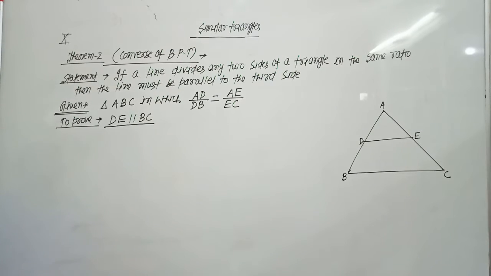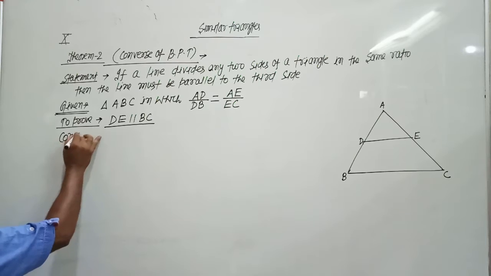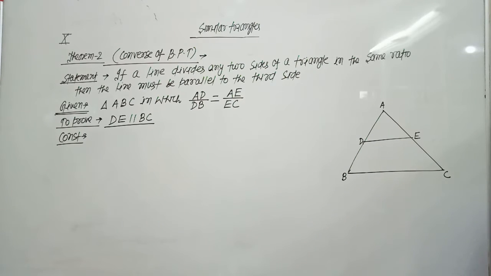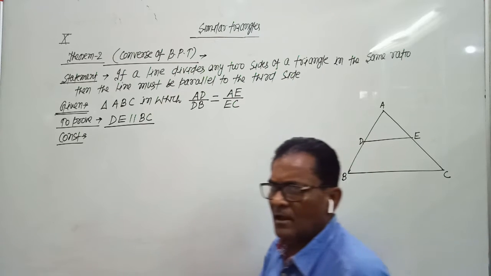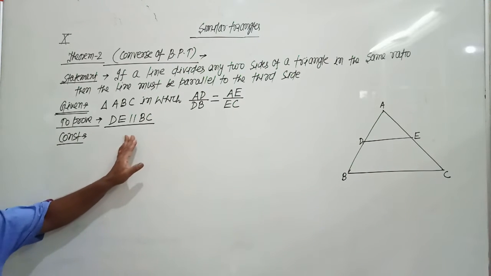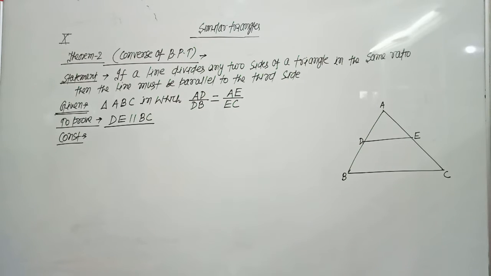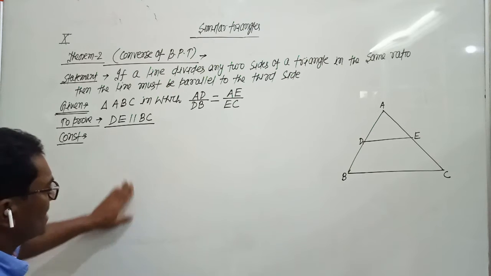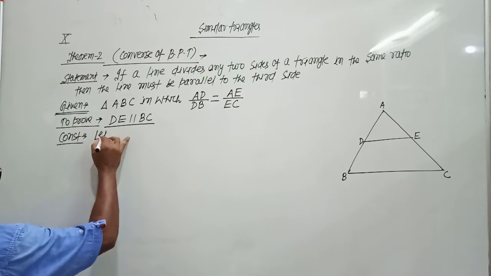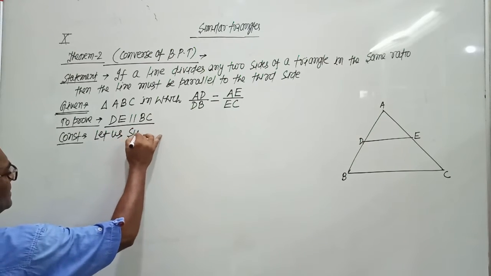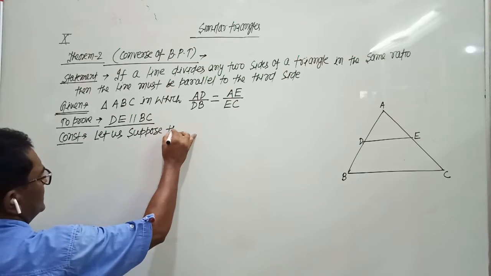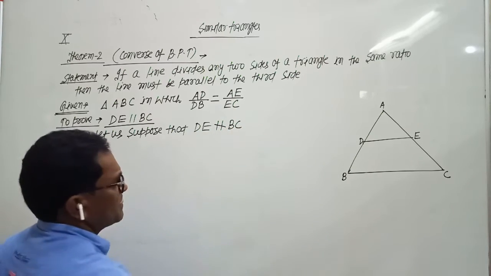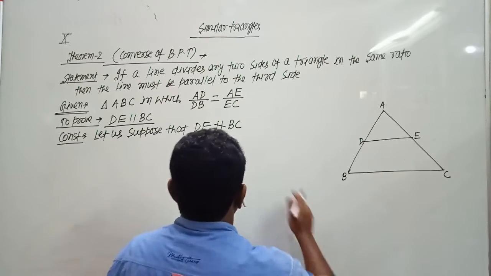So there is a construction. We prove this theorem by contradiction, and we suppose that DE is not parallel to BC. So let us suppose that DE is not parallel to BC.